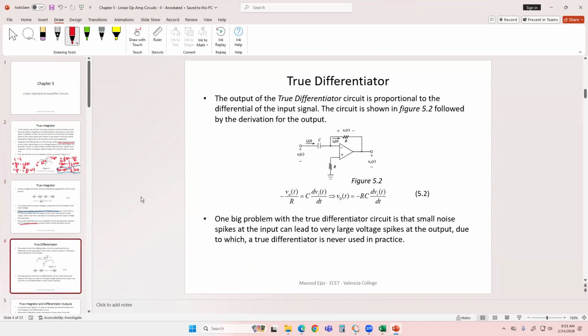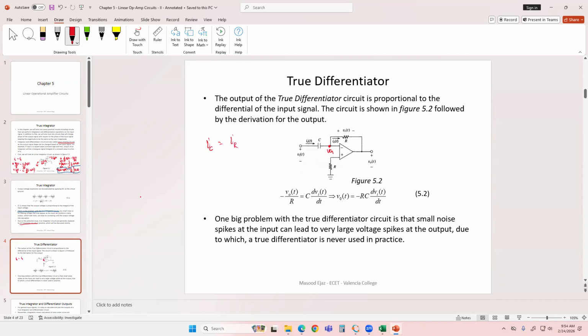True differentiator circuit. It takes the differentiation of the input and produces it at the output. That's the true differentiator circuit. We switch the location of the capacitor and the resistor. So now the capacitor is in the path between the virtual ground and the input, and the resistor is in the feedback loop. And once again, when you apply KCL at virtual ground, the input current, the capacitor current, is equal to your feedback current, or the current passing through the resistor R.